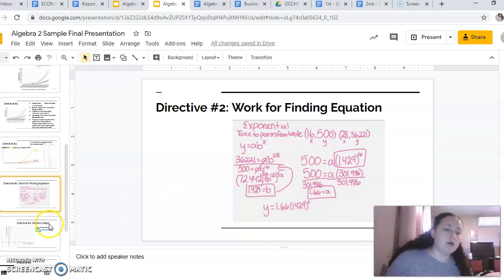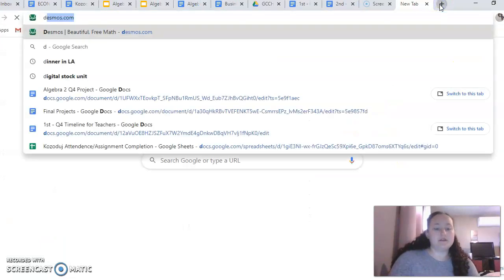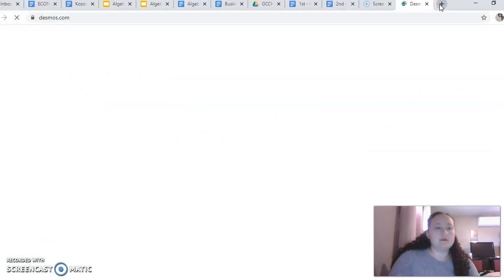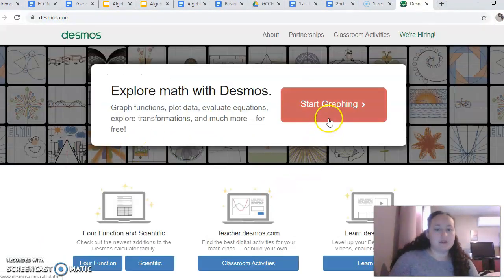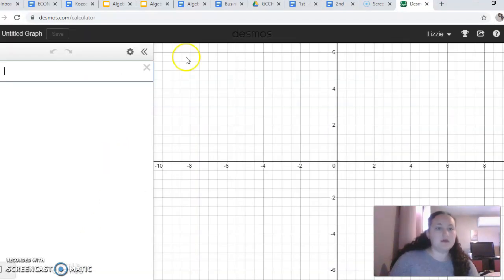For the last part of this directive, now that we have an equation, we're going to create the graph, okay, using Desmos. So if I go to Desmos, I'm going to click on the Start Graphing button. Okay, and I will post this link here in the directions. And you're going to go ahead and type in your equation.